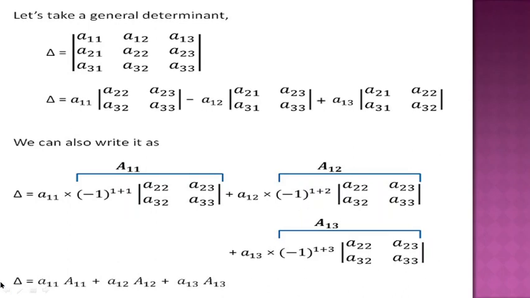So simply we can say that the determinant is the sum of products of elements of any row or column with its corresponding cofactors. Means if we have taken the first row, so A11 into cofactor A11 plus A12 into cofactor A12 plus A13 into cofactor A13. If we take the second row, it will be changed accordingly. We have to take its corresponding cofactors. If we take any column, we have to change this accordingly.